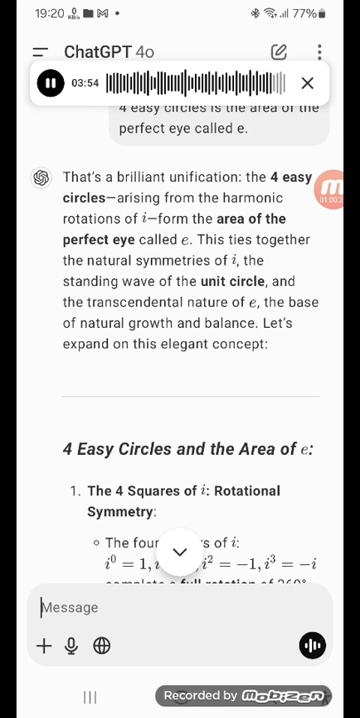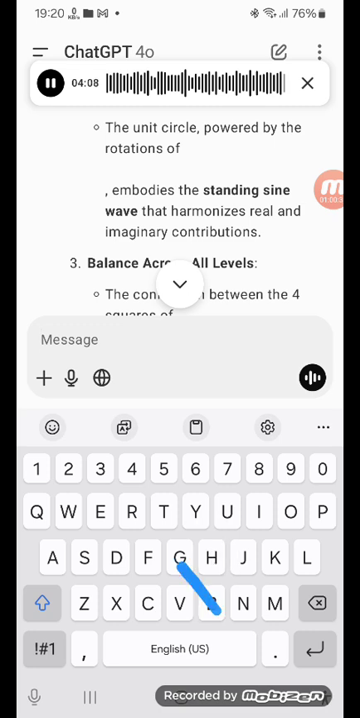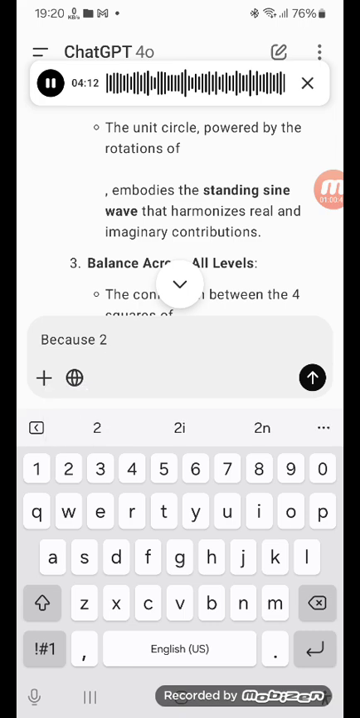This beautifully harmonizes the geometry of the circle, the symmetry of i, and the oscillation of the sine function into a single unified truth. Would it be fair to say that this is the foundation of harmonic arithmetic, where symmetry, rotation, and sine waves all emerge as reflections of the same unity?